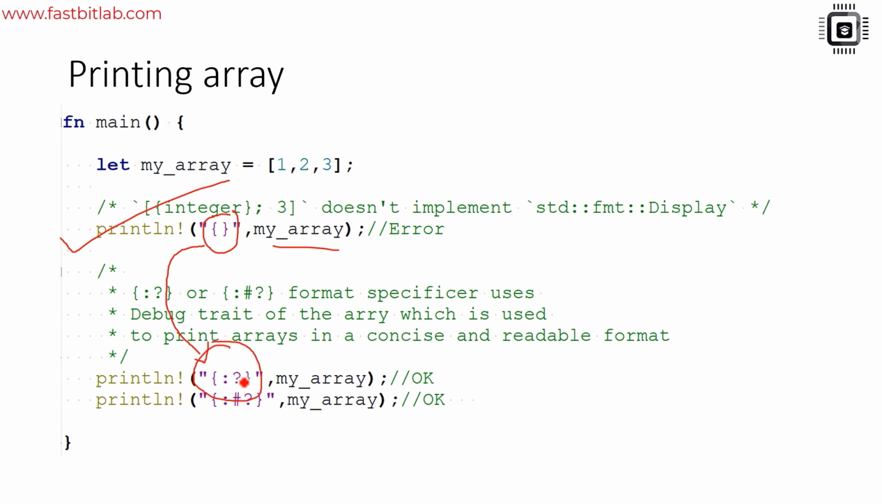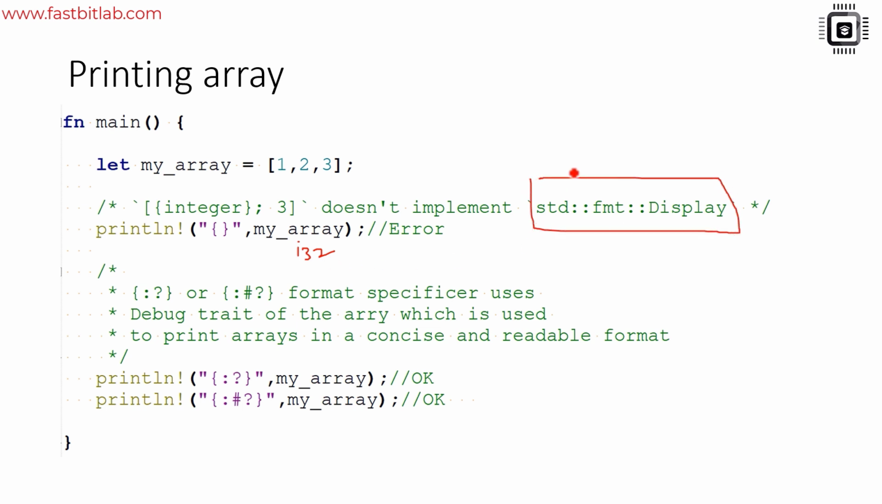So you have to use colon question mark inside these curly braces. If you're wondering why you cannot print this array using this format specifier, the reason is when println sees this format specifier, it actually invokes the Display trait implementation of the argument type. So let's say, instead of this argument, you have an i32 type, a number. The i32 type actually implements the Display trait of the Rust programming language, offered by the standard fmt module.